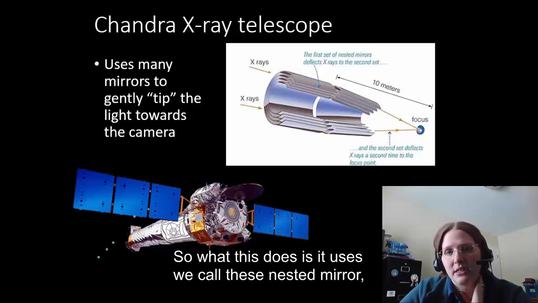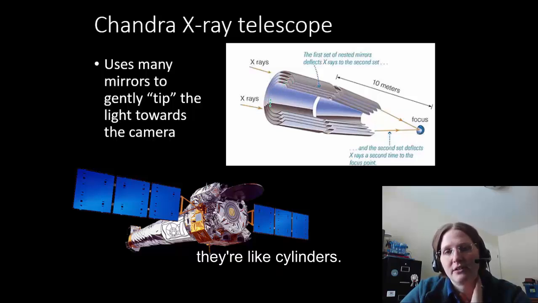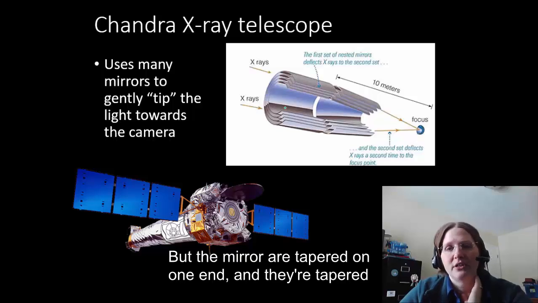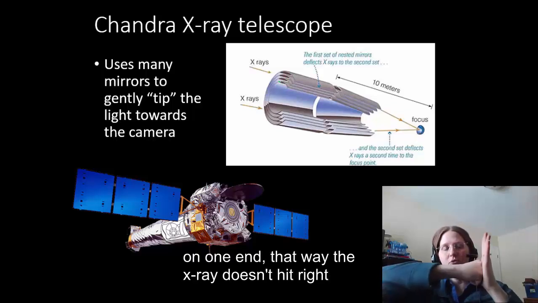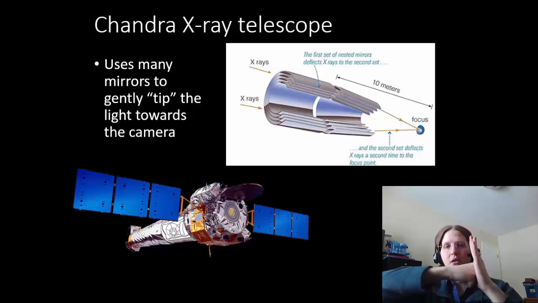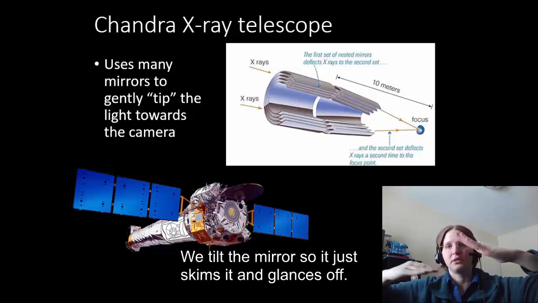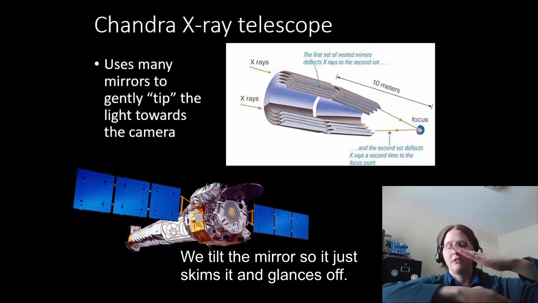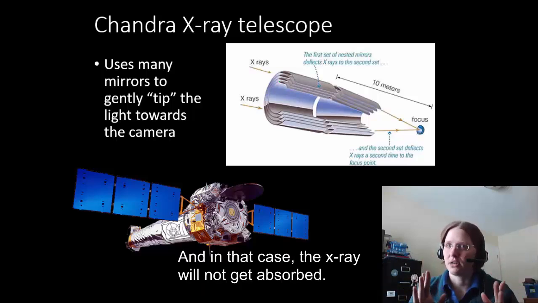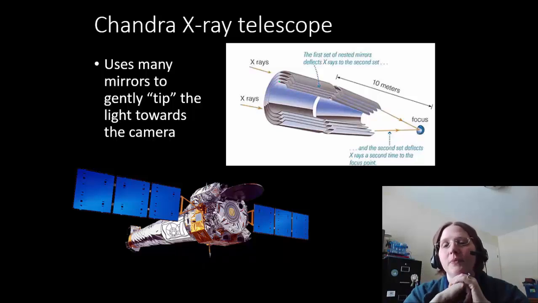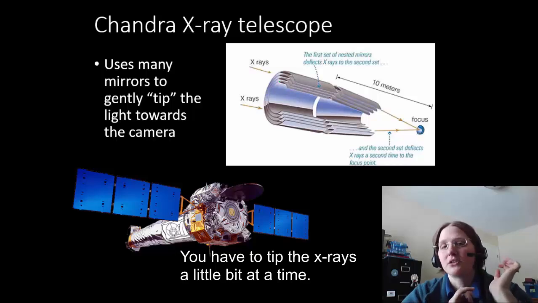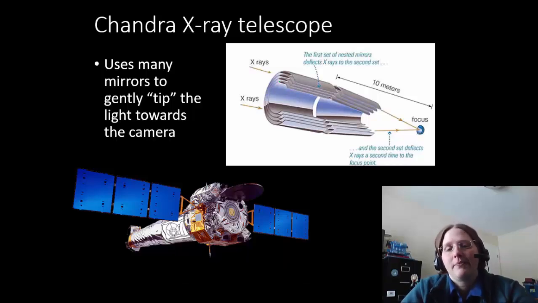So what this does is it uses what we call nested mirrors. They're like cylinders, but the mirrors are tapered on one end, and they're tapered so that the X-ray doesn't hit right into the mirror, we tilt the mirror so it just skims it and glances off. And in that case, the X-ray will not get absorbed. It will reflect towards your camera. So you have to do it gently. You have to tip the X-rays a little bit at a time.